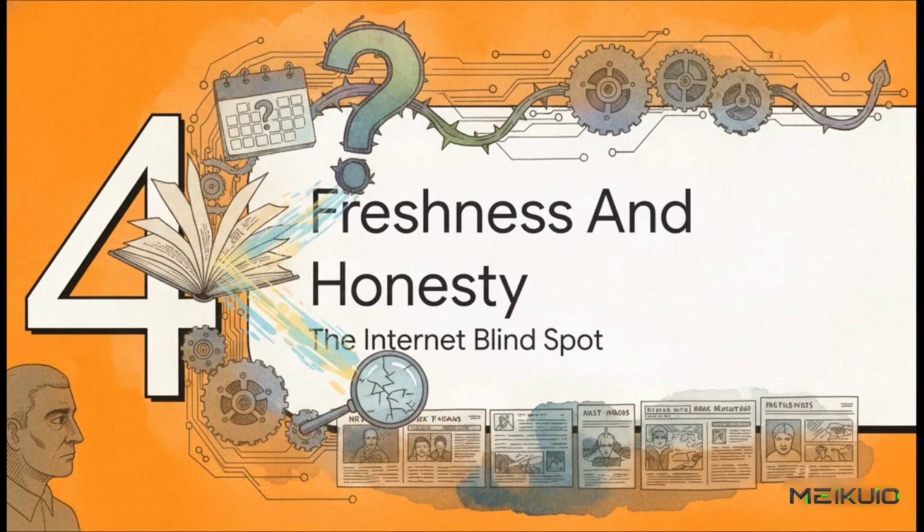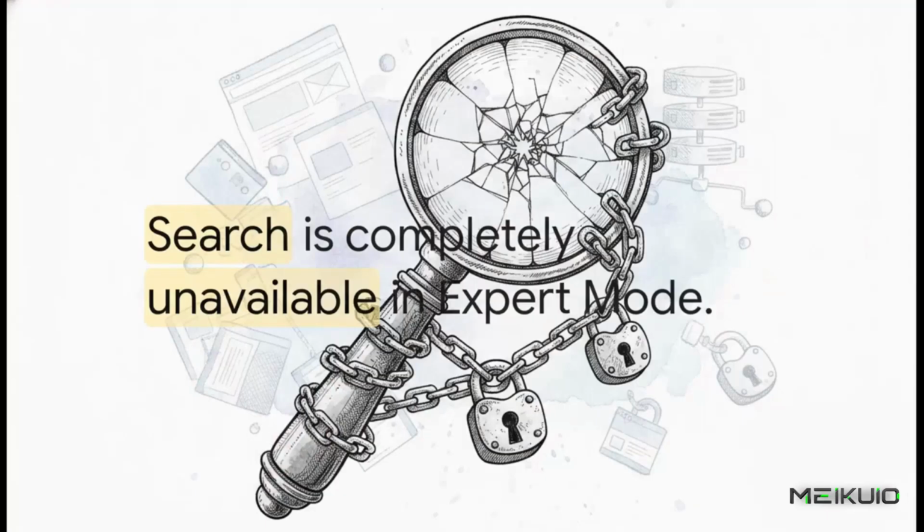Okay, let's turn to Section 4, freshness and honesty, the internet blind spot. Now this is the plot twist that completely changes how you should view these 2 tools when you're trusting them with current facts. We asked both models a super simple question. What are the latest AI models available today?